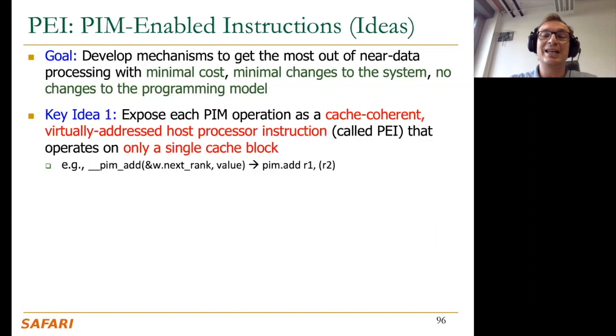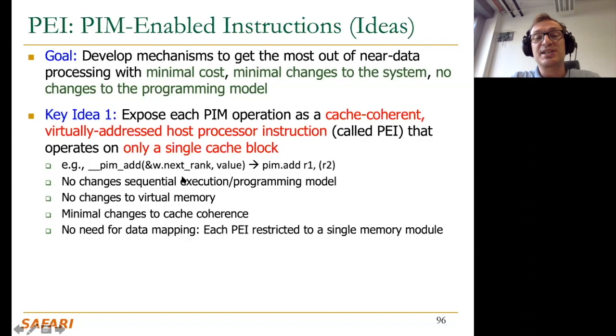So the beauty of this is, clearly we're not changing the sequential execution programming model. We basically add an instruction that simply executes like any other instruction. No changes to virtual memory. Basically, there's no need to change the virtual memory here because the instruction is clearly accessing the TLBs, etc. when it's fetched. And it's also operating at a granularity smaller than a page, right? There are minimal changes to cache coherence, as we will discuss briefly. And there's no need for data mapping also.